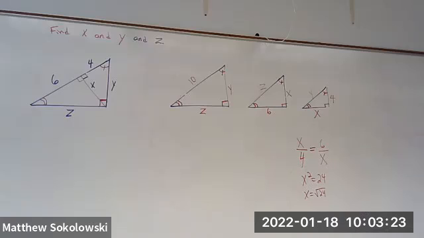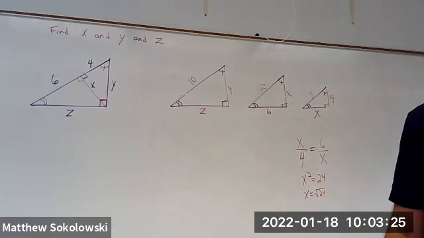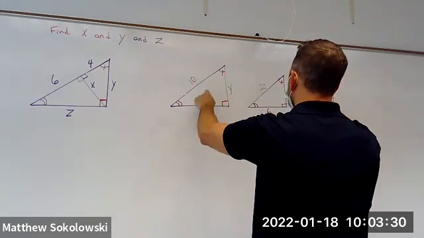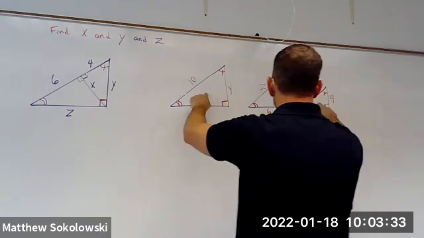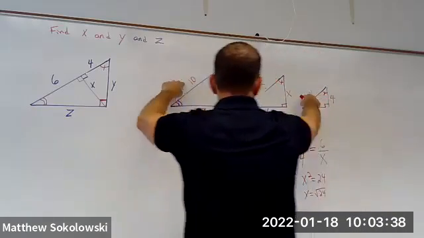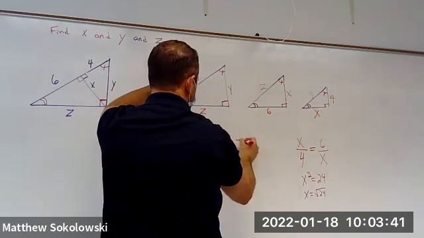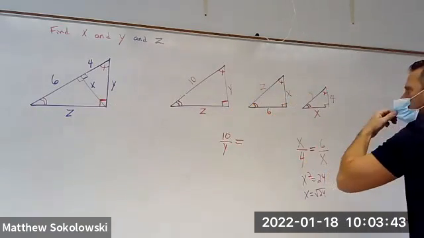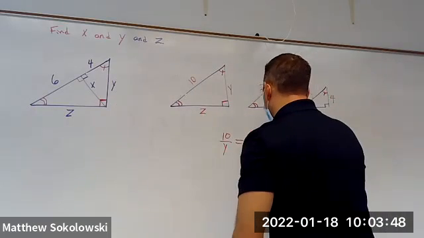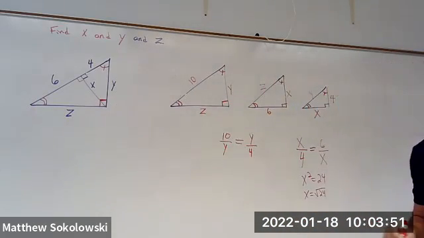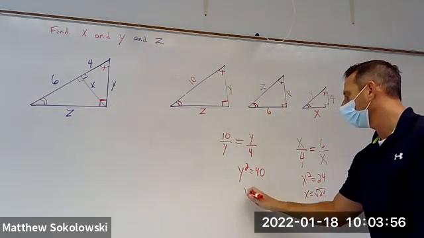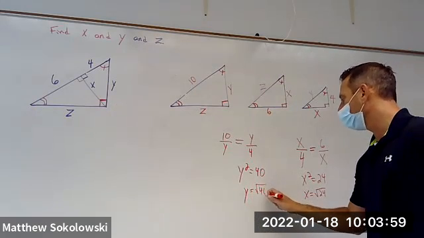Set up an equation for y. Use the two triangles that have y. So what's one of the ratios? 10 over y. Okay, we can do 10 over y, the hypotenuse. 10 over y equals y over 4. Good. You cross multiply, solve for y. y squared equals 40. y equals the square root of 40.